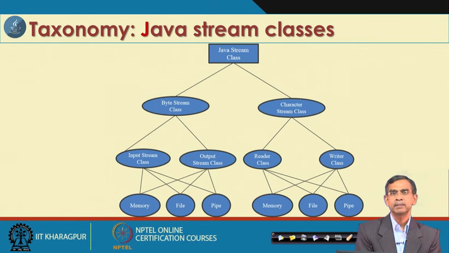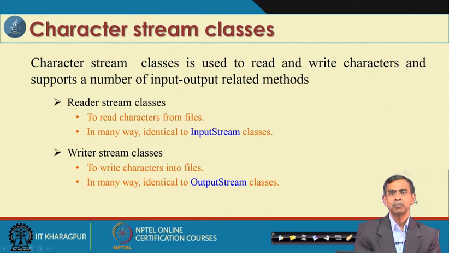And the writer class is basically the same as the data output stream: it writes some data into memory or into a file, or it can pass the data into a network channel. So these are the two classes, and they work mostly in the same manner. The difference is that the byte stream classes deal with data in the form of bytes, whereas the character stream classes deal with data in the form of characters.